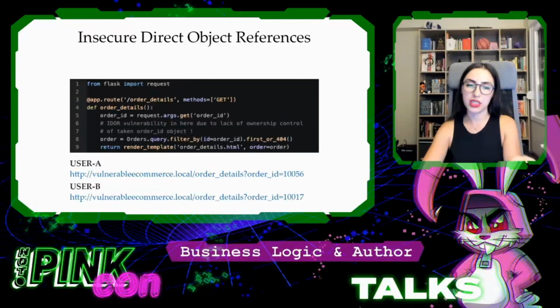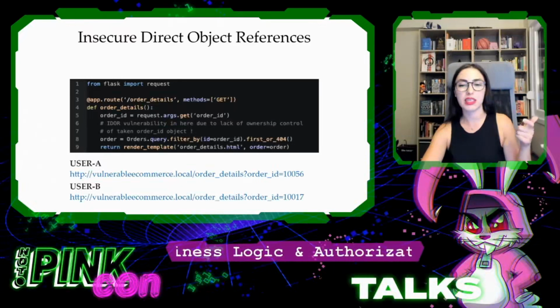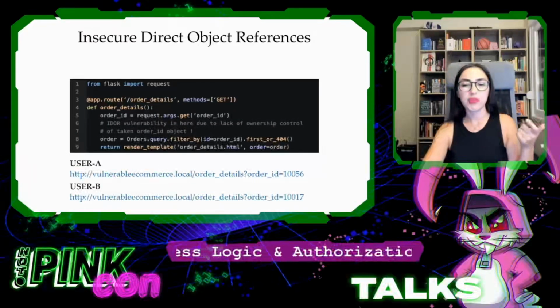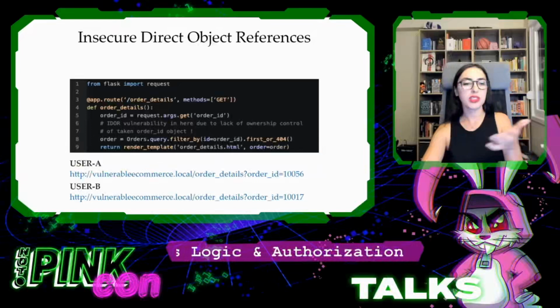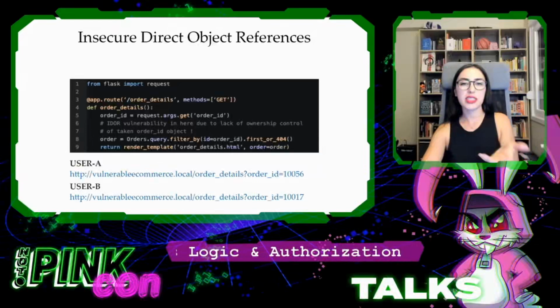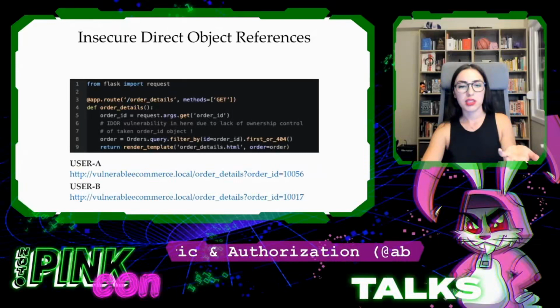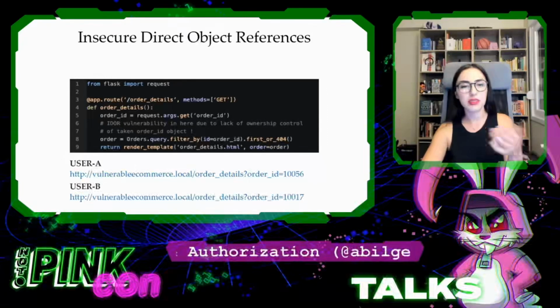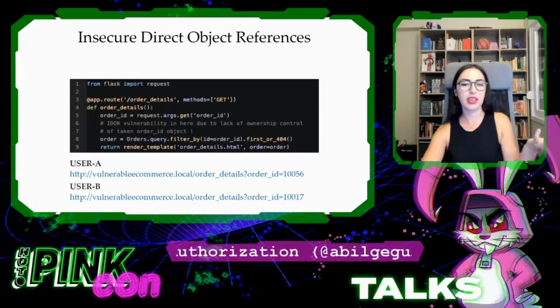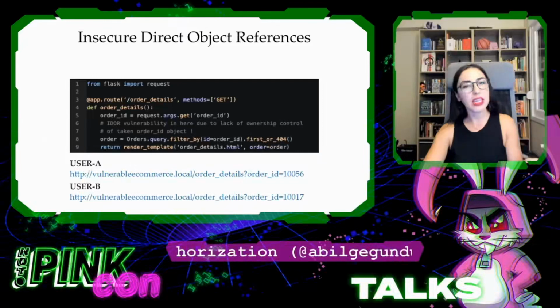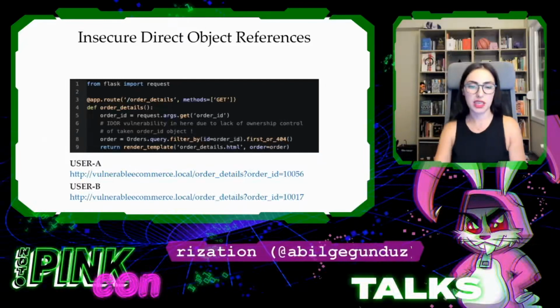But we have a problem in here, as you can see. When a user visits order details HTML, there's no authorization check. It asks, at the fifth line, for the order ID directly without checking anything. So it's the lack of ownership control, we can say that.